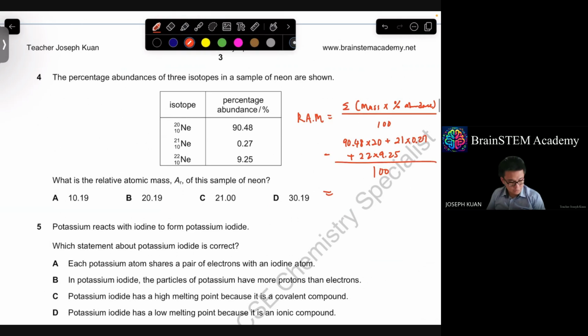So you should get, let's see, we can use a calculator for that. Get 20.19. So B is the answer.